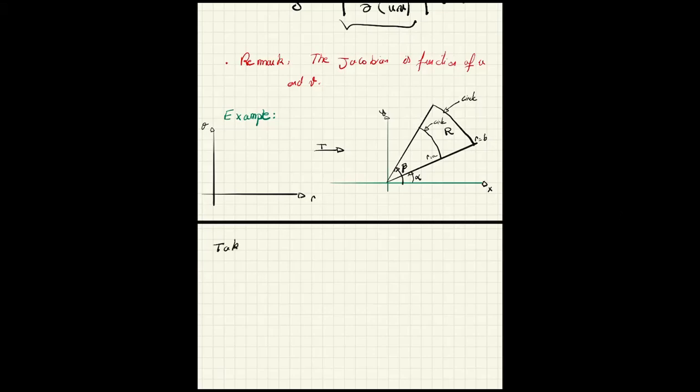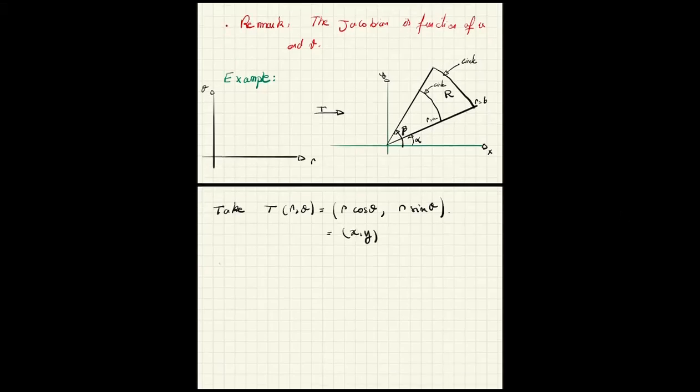Take T of (r, theta) to be (r cos theta, r sin theta). You see? So these are very familiar ones. Remember, this is the polar coordinates. This will be our x and y. Okay. So what is the Jacobian?